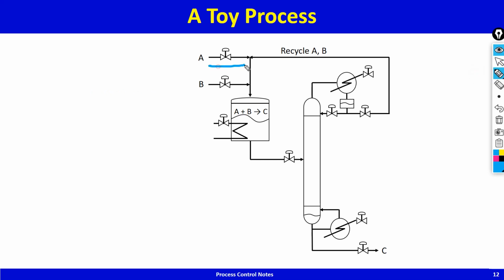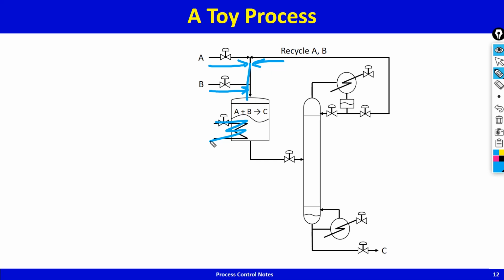What you have is fresh A coming in, fresh B coming in. It's mixing up with the recycle stream. The mixed stream is going into a reactor. An exothermic reaction, A plus B. A adds to B to give a heavy product C. Exothermic reaction, so some heat is removed in the cooling coil. That's this guy. And reactor effluent.